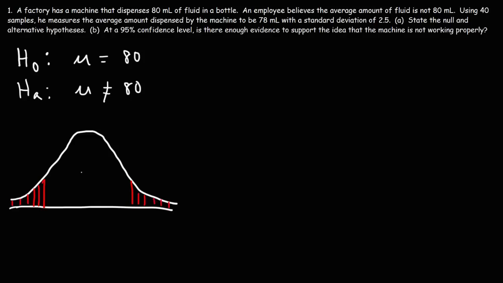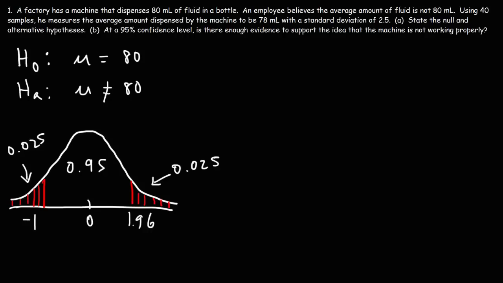Now the confidence level is 95%, so that's 0.95, which means the area of the shaded region is 0.025 on both sides. Now the z-value that corresponds to a 95% confidence level is 1.96. So these are the critical values. They separate the rejection region from the fail to reject region. The shaded area is the rejection region.